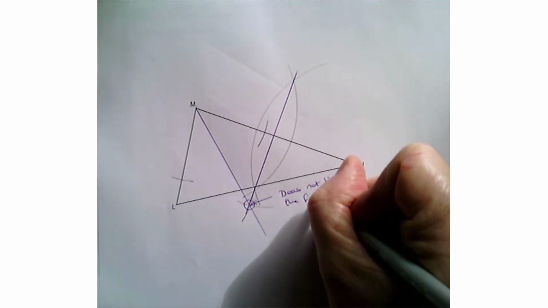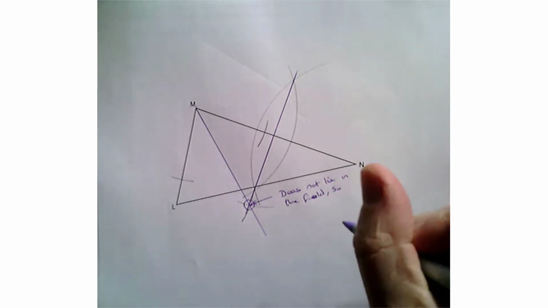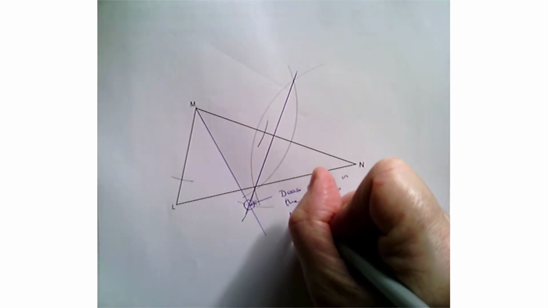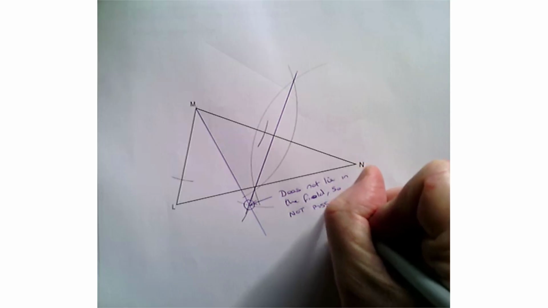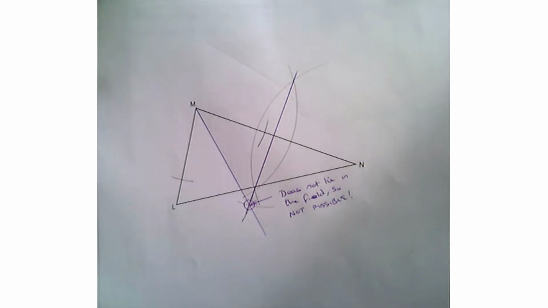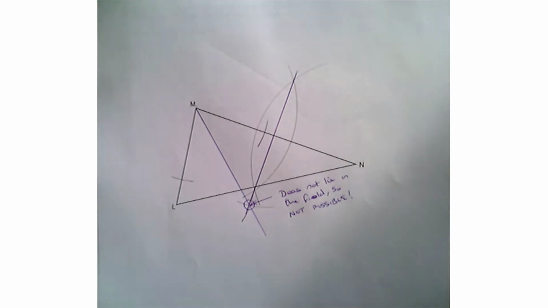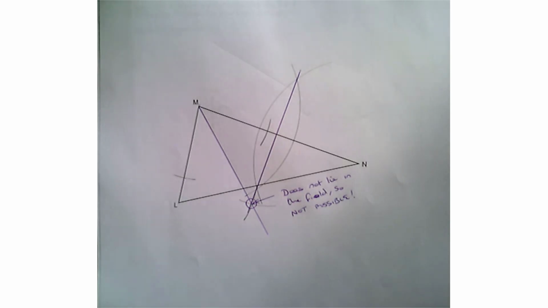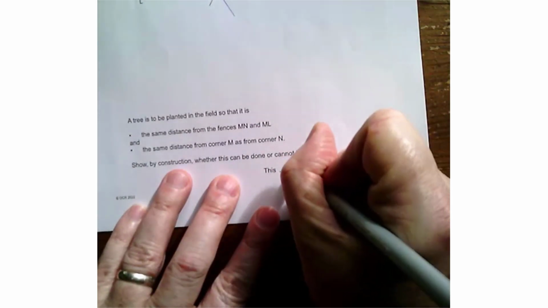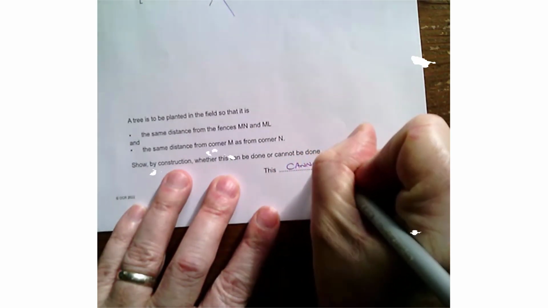Oh no. So if it doesn't lie in the field, then it's not going to be possible, is it, for this tree to be planted in the field under those conditions. Okay, so just at the bottom there in that space I need to write down this cannot be done. So it can't be done, can it? So I'm just going to write down in there this cannot be done.